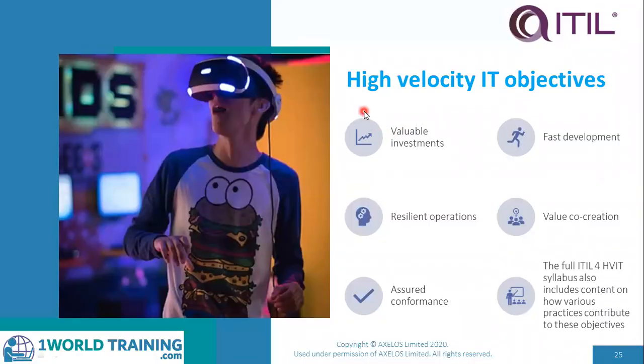Let us now understand the 5 high velocity IT objectives. They are valuable investments, fast development, resilient operations, value co-creation, and assured conformance. The full ITIL for HVIT syllabus also includes content on how various practices contribute to these objectives.